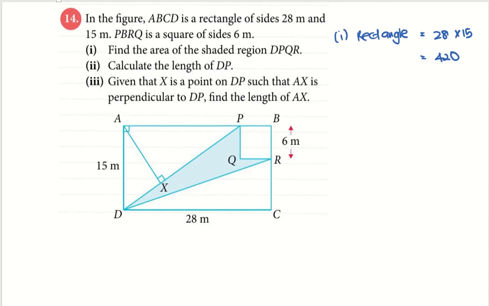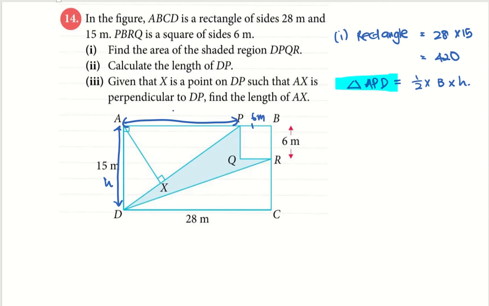Okay, rectangle is found. Let's find your area for triangle APD first. Please keep in mind the area of a triangle is half times base times height. Looking at the first triangle, the one in blue, this is going to be your height, and of course your length AP will be your base. That will be 28. This is 6 meter, so that will be 22 meter over here.